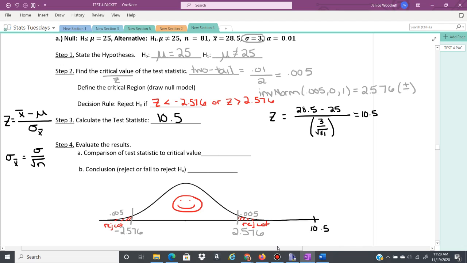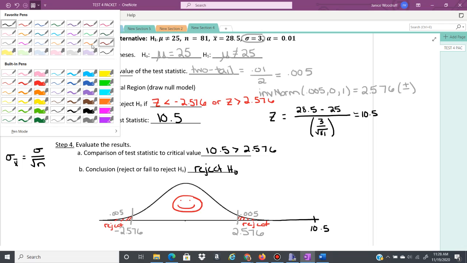So then I evaluate my results. 10.5 is greater than 2.576, which means it's in the rejection region, so I will reject the null. And we're done. Okay, now you are going to get some problems where it's going to ask you to do a p comparison. When it is asking for a p comparison, it is asking you to find the probability of this problem here.